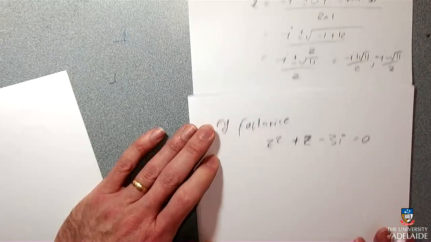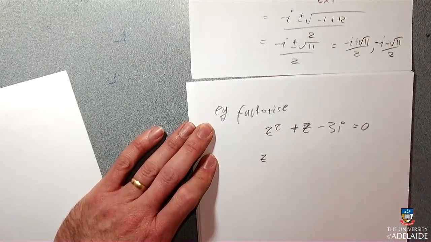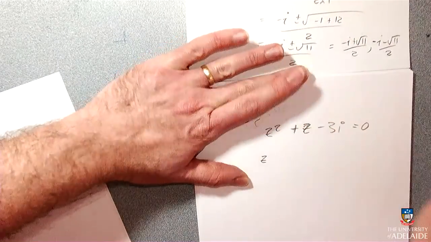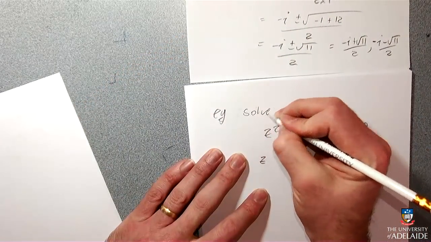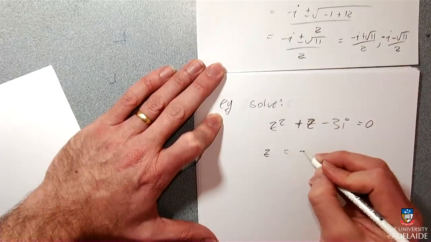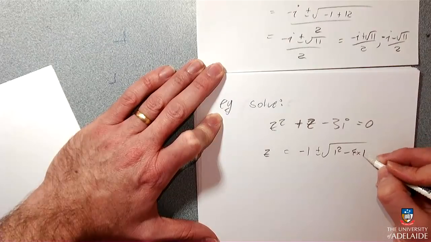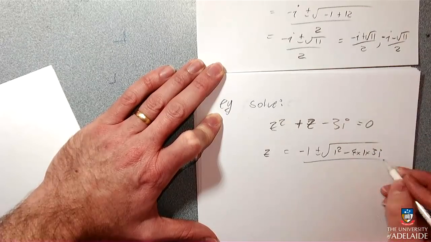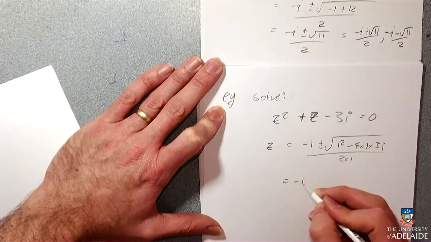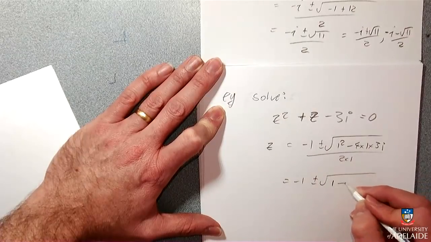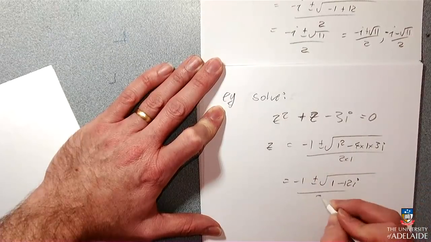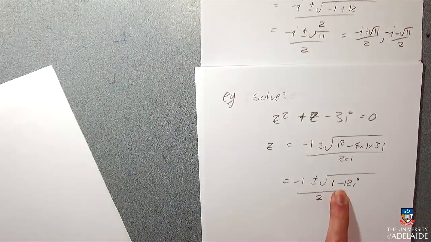if I'd had that, then I would have had, well, not factorise, but solve. Then I could have done minus b plus or minus the square root of b squared minus 4 times a times c over 2a. Then I need the square root of 1 minus 12i. And the only way I know to do a square root of a complex number is to write it in polar form.